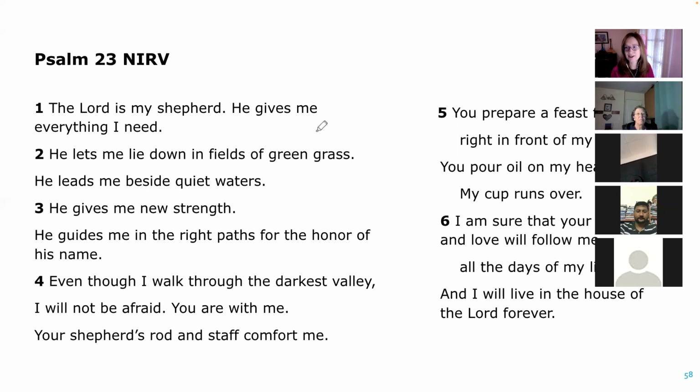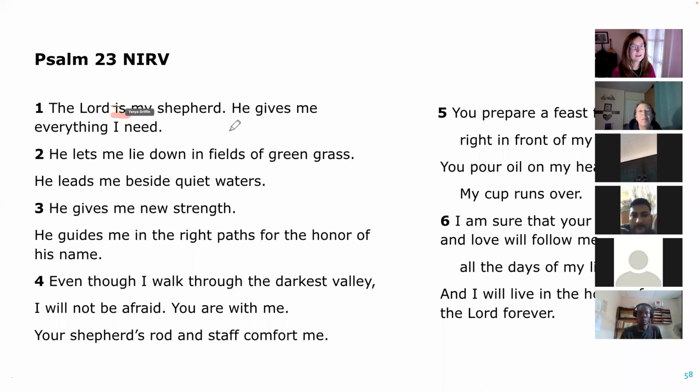Tanya, do you know how to use your annotation tools on Zoom? Okay, so what I'm going to do, and also Prakash and Paris and Pastor Akufo, if you have it, what I want you to do is to highlight any of the verbs you see that are in the present tense. So I see, right here, Tanya did is. What other verbs do you see in the 23rd Psalm?